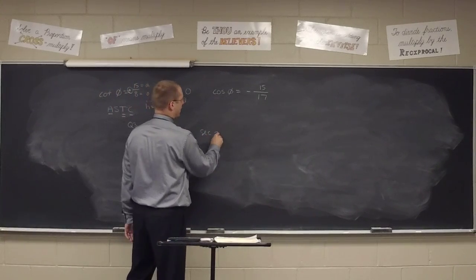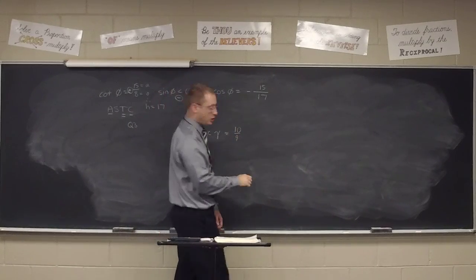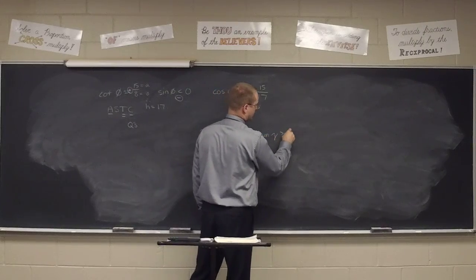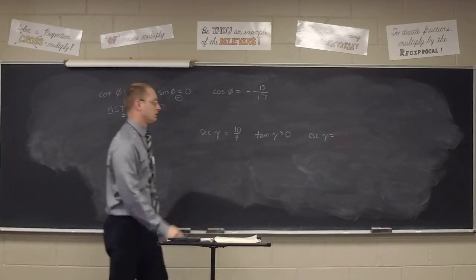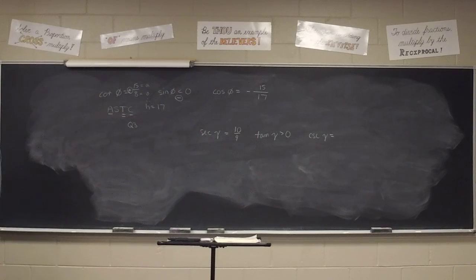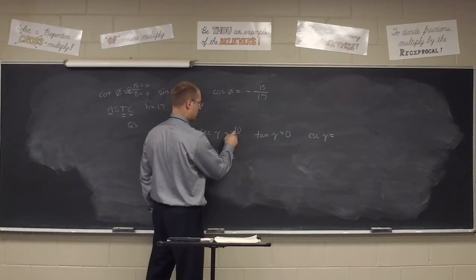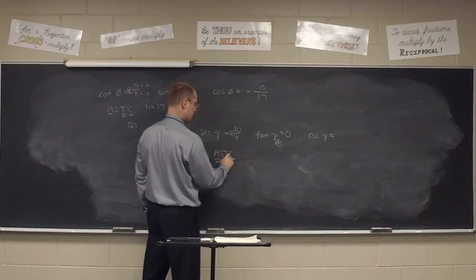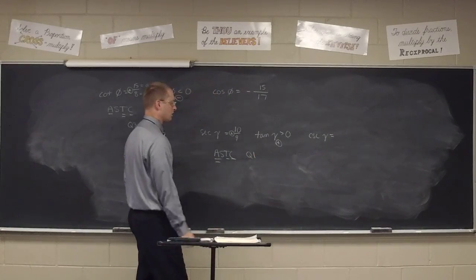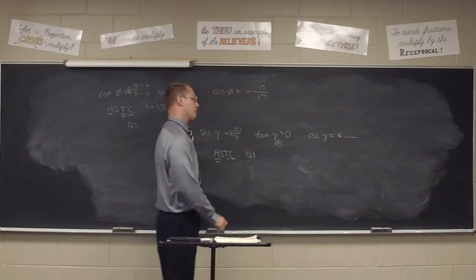Suppose we had the secant of gamma is, let's say, 10 over 9. And I know that the tangent of gamma is greater than 0. And I want to find the cosecant of gamma. Square root of 19 over 10. So you should have found quadrant 1, which will give you a positive.